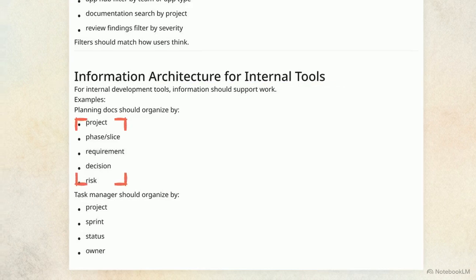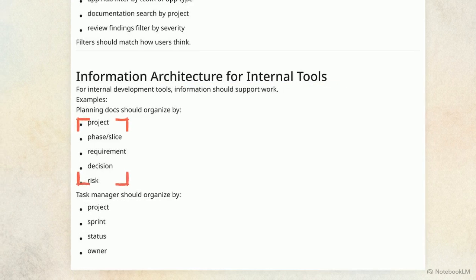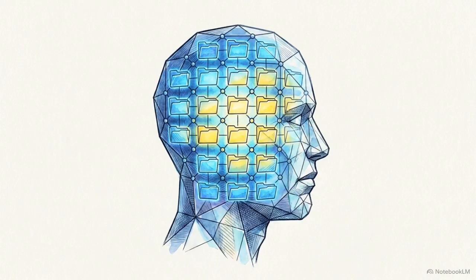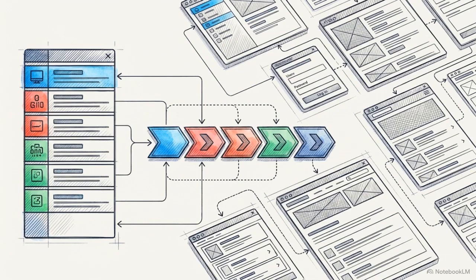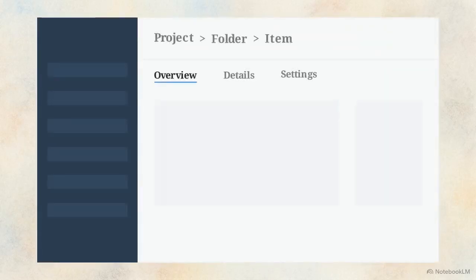A planning document might be structured hierarchically by project phases, while a developer's task manager relies on a status-based view of sprints and owners. Choosing the correct macro framework from the start dictates how intuitively a user can build a mental map of the entire system. Once that macro structure is set, users need a way to move through it. This brings us to the mid-level layer of wayfinding, the sidebars, tabs, and breadcrumbs.